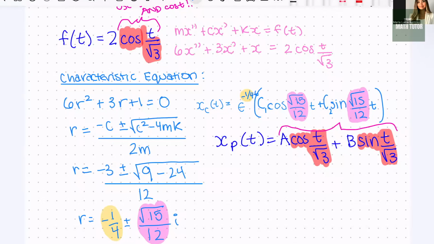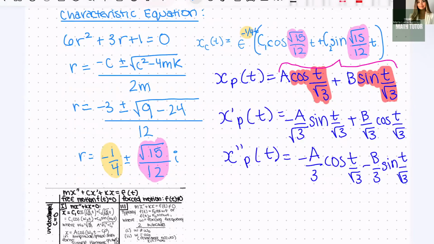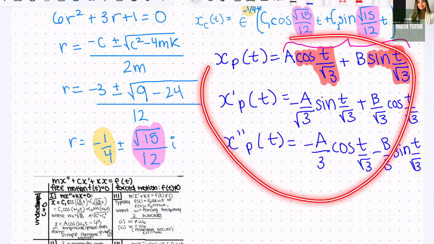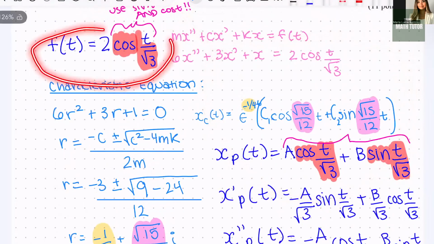So I'm going to go ahead and write those out because I trust you guys know how to find a derivative of an equation. So this is what I found for the derivatives, x prime and x double prime of t. Substitute all of these particular equations into here and equate it to this equation.